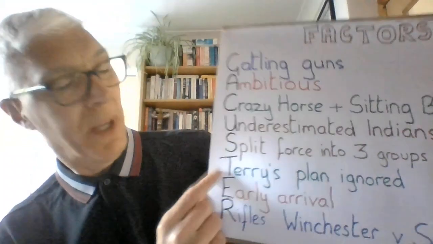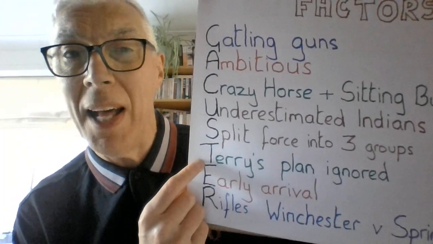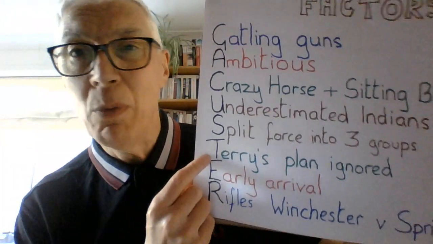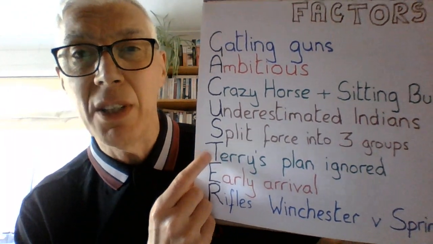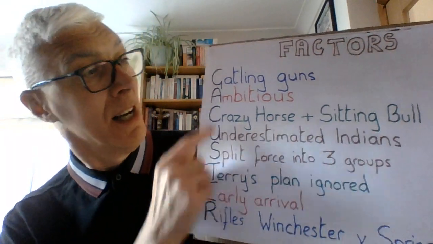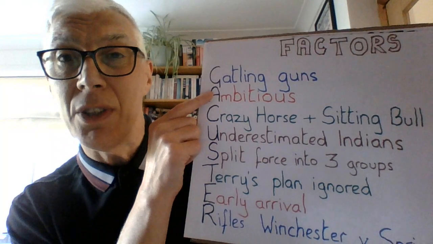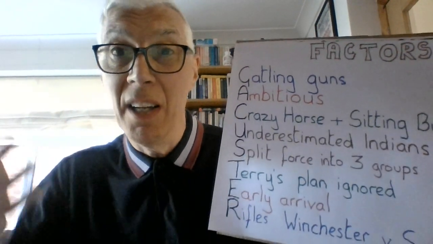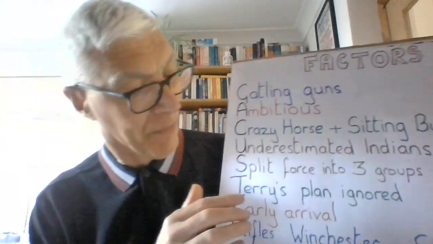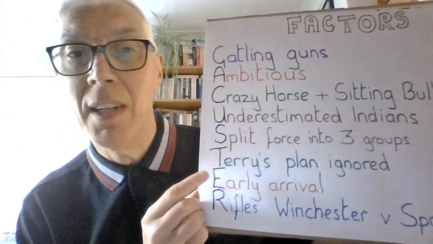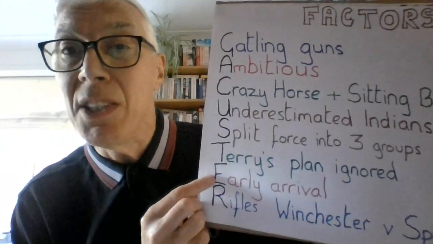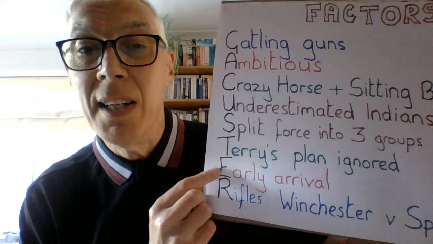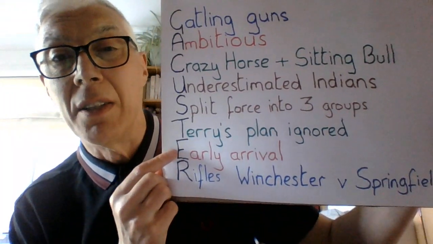Why? Because Custer ignored Terry's plan. Gibbon was not there to help Custer because Custer had arrived a day early, maybe because he was so ambitious, which is why he refused the Gatling guns, because he wanted to get there quickly. Who knows? The early arrival, the day the battle took place, was the 25th. It should have been the 26th.